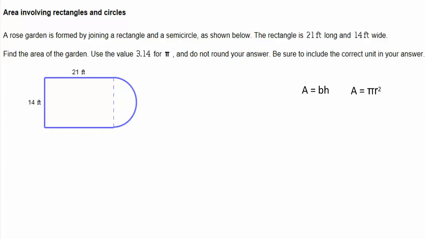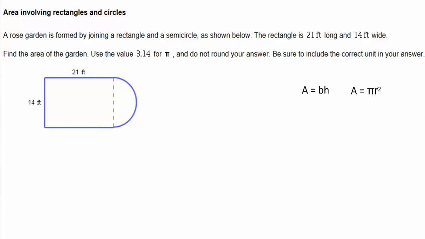In our first example, it says a rose garden is formed by joining a rectangle and a semicircle as shown below. The rectangle is 21 feet long and 14 feet wide. Find the area of the garden. Use the value 3.14 for pi and do not round your answer. Be sure to include the correct unit in your answer. We're talking about area, so our correct answer's label will have a squared with it. In this case, feet squared.